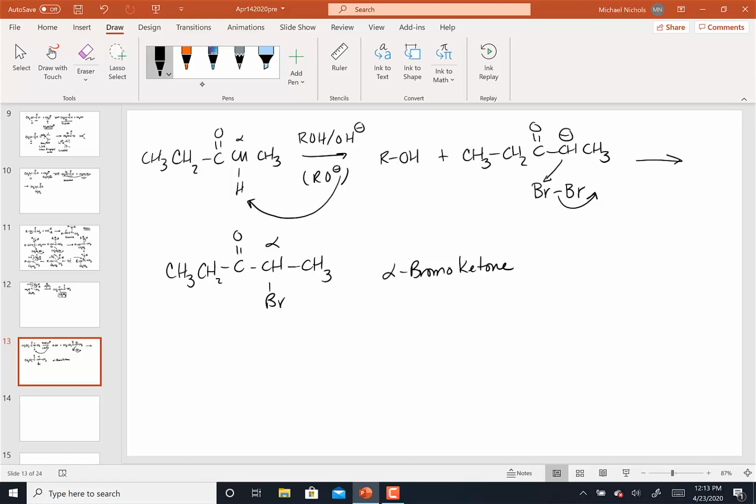And we'll see alpha bromo ketones are pretty useful, because now that I have that, what can I do with that bromine? I could do an elimination reaction and form a double bond to that carbon. I could react that with a nucleophile and substitute the bromine, so I could put other groups at the alpha position. There's one drawback to alpha bromo ketones, and that is that they are called lachrymators.